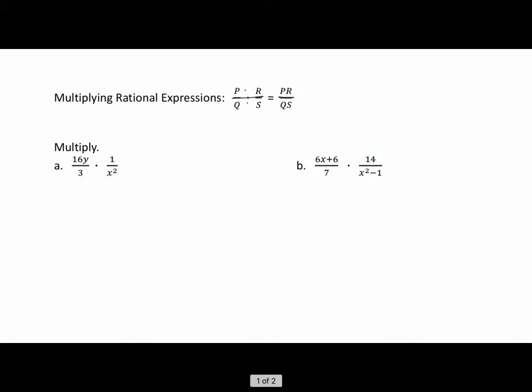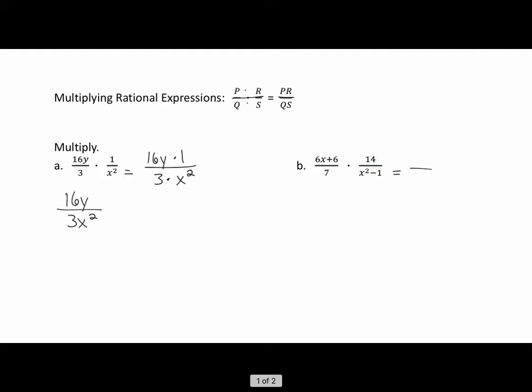So our first example here, I'm going to multiply numerators 16y times 1 over denominators 3 times x squared. And so 16y times 1 is 16y, and 3 times x squared is 3x squared. And then if there are any factors in the numerator that are also in the denominator, I'm going to divide those. But 16 is just a bunch of 2 factors, and there's no shared factors at all. So that's the simplified product for those rational expressions.